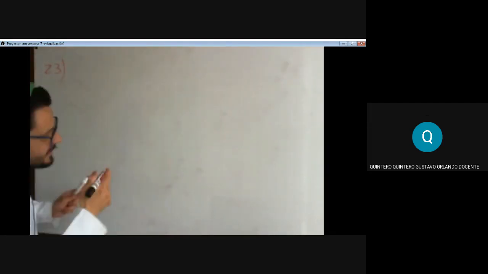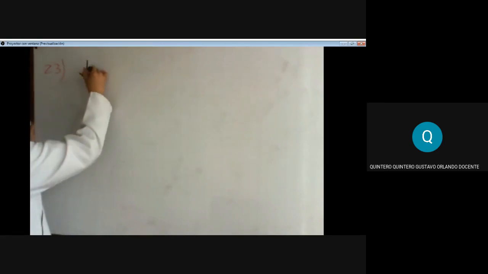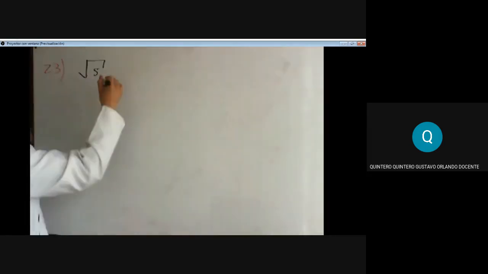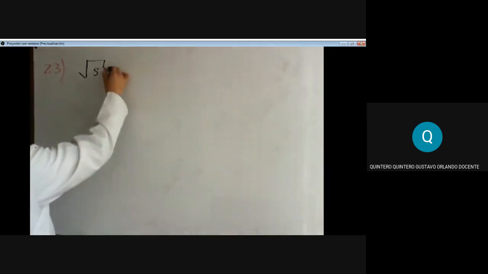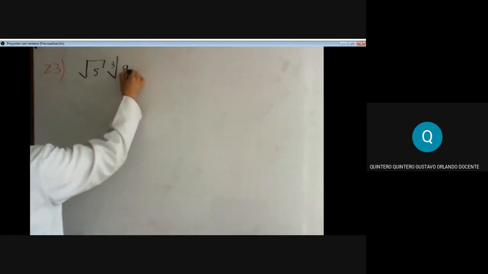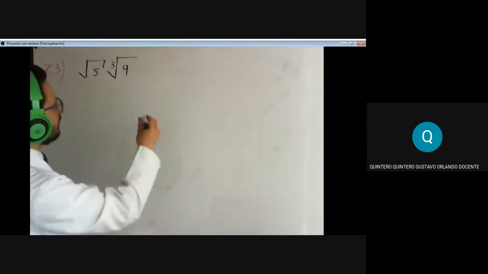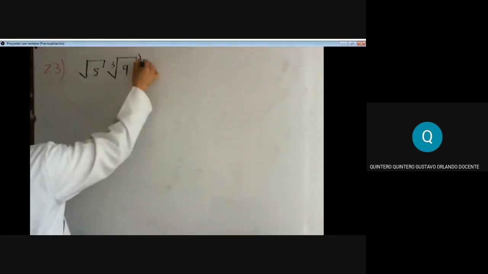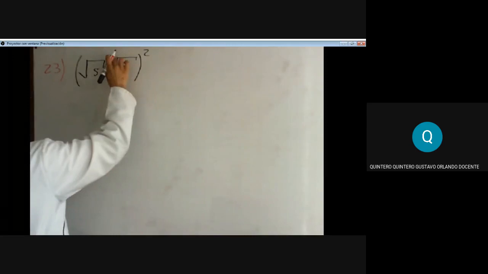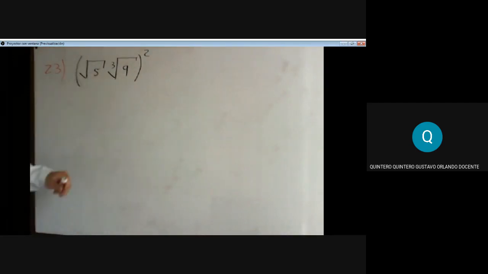Question number 23 says, simplify the square root of 5 by the cubic root of 9, but all of this is going to be elevated to the second power. Look at that, that looks hard. How can we solve this? It is absolutely simple. It looks hard, but it is absolutely simple.